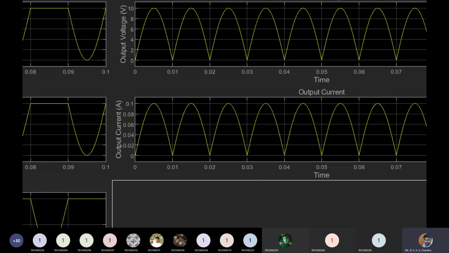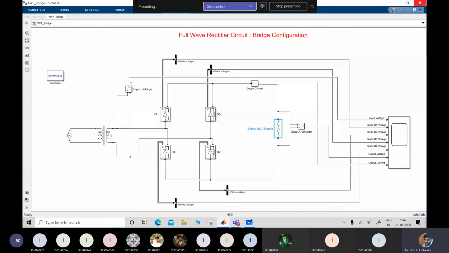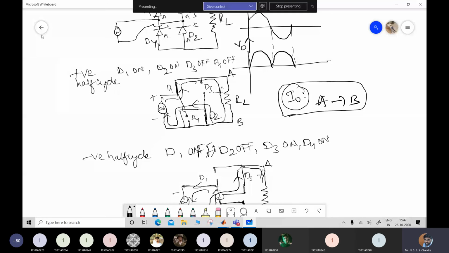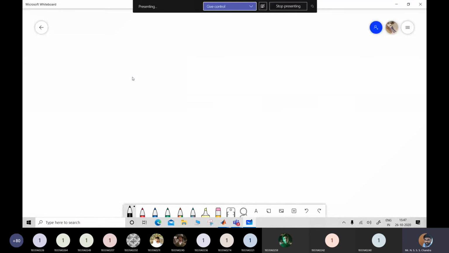So let us go back to the analysis part. I'll close this and open the whiteboard again. We'll now be discussing the analysis of the full wave bridge rectifier. I'll take some 10 more minutes. I'll quickly at least derive the terms for you. If not all ten, at least I'll complete half of them.